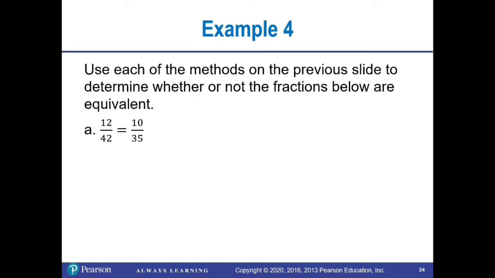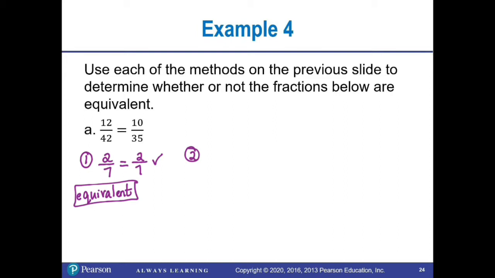So let's look at our first method. The first method is we simplify our fractions. I have 12 over 42. Well, 6 is a common factor of both 12 and 42. 12 divided by 6 is 2, and 42 divided by 6 is 7. Let's look at the right side. 5 is a common factor of 10 and 35. 10 divided by 5 is 2, and 35 divided by 5 is 7. Notice I get the same thing on both sides of my equal sign, so these two fractions are equivalent.